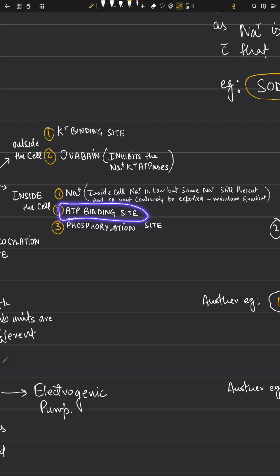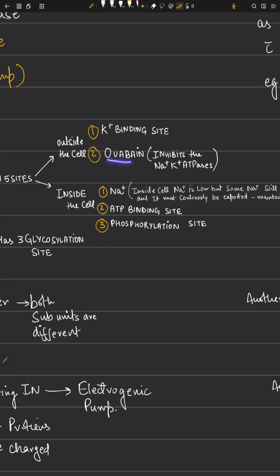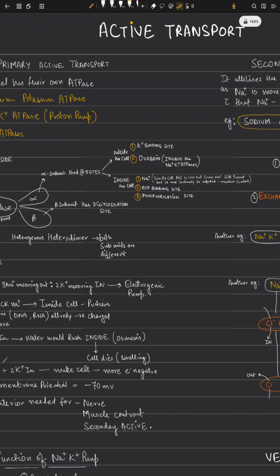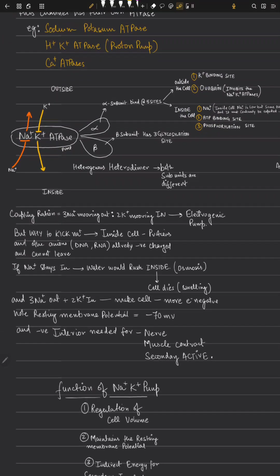ATP binding site. Phosphorylation site. And outside there is a potassium binding site, which is also important, and ouabain, which inhibits this pump as well. So these are the sites. Outside there are 2 sites, inside there are 3 sites. So there are 5 sites.